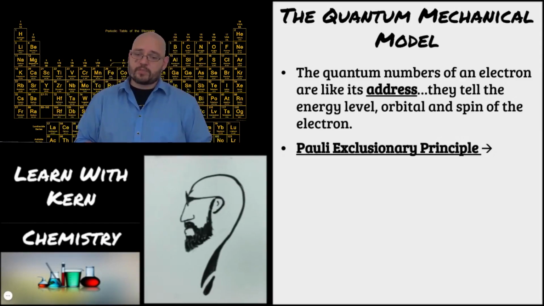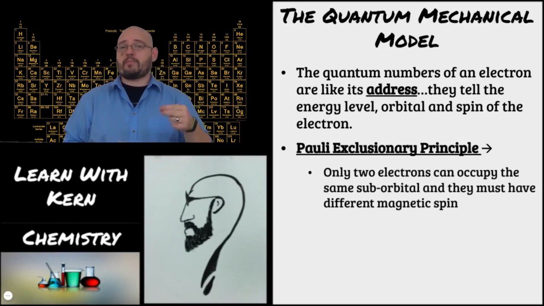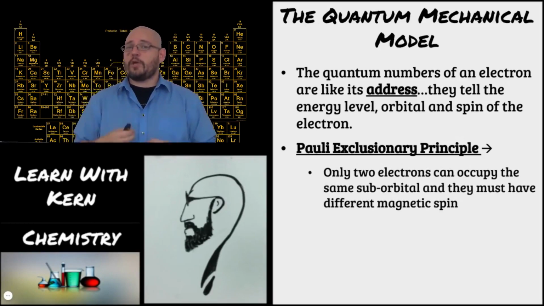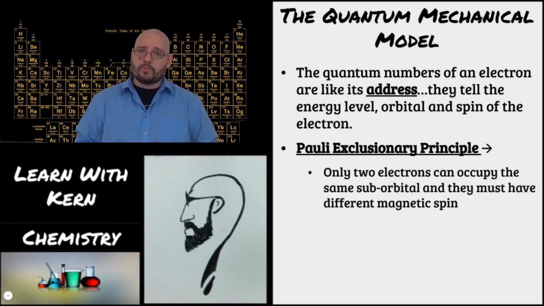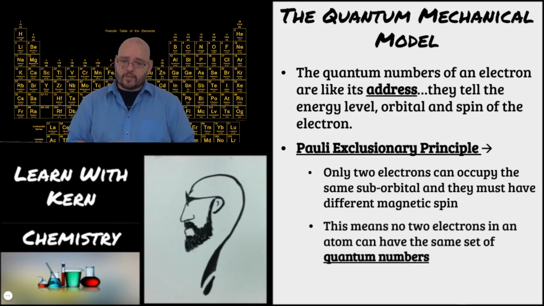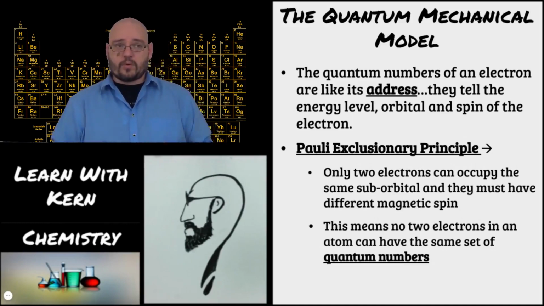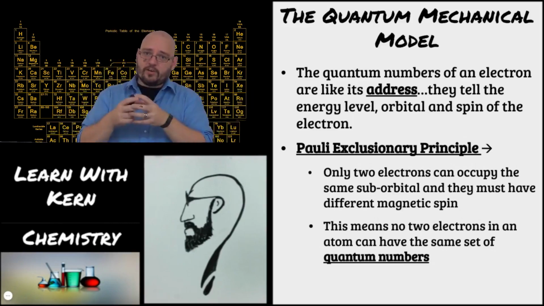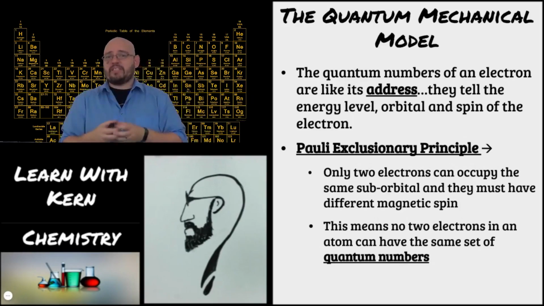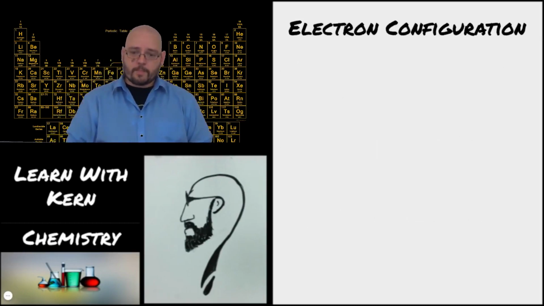And what the Pauli exclusion principle tells us is that only two electrons can occupy the same suborbital and they must have different magnetic spin. What that tells us is that no two electrons in an atom can have the same set of quantum numbers. No two people can have the same address, all right? So this atom and that atom can have electrons with the same set of quantum numbers. But all the electrons in this atom right here must have different sets of quantum numbers. That's basically what the Pauli exclusion principle tells us, all right?